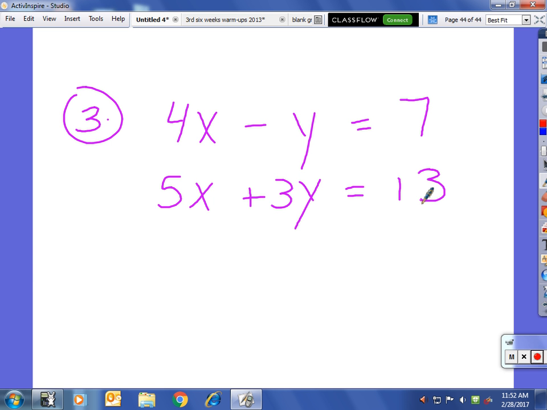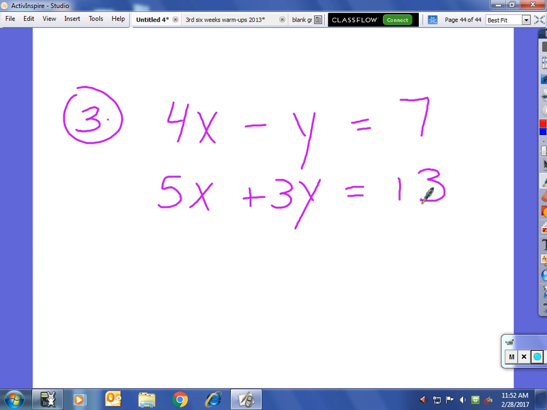It doesn't always have to be the y's, by the way. On the last two examples, the y's happened to be the variable that canceled out. That doesn't always happen. Sometimes it's the x's that cancel. That's not going to help you. You have to make one of the letters cancel. Does anybody have any idea what we could do?